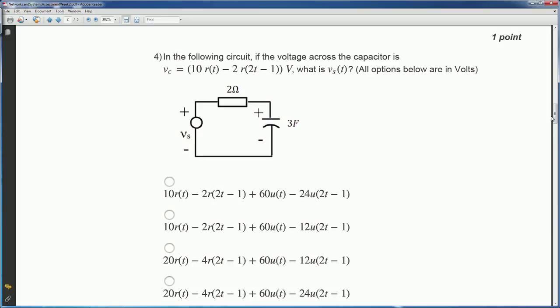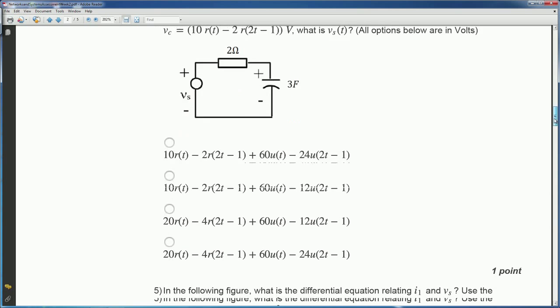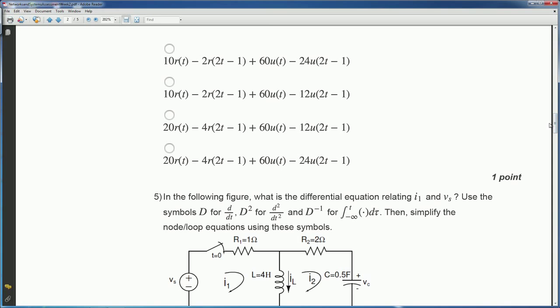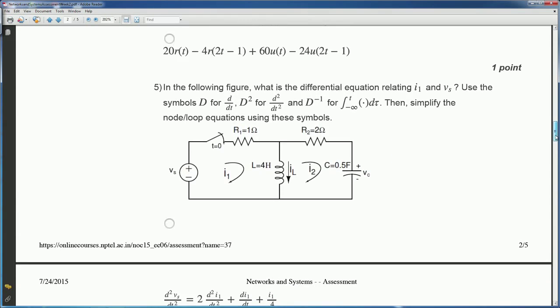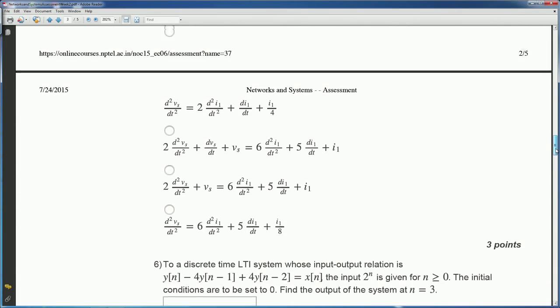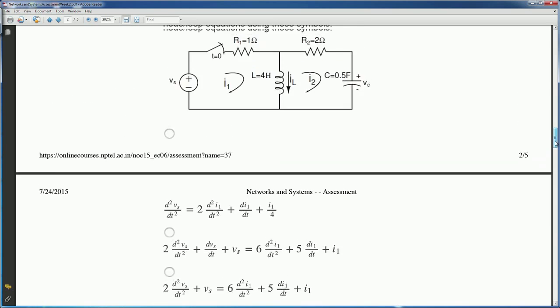Write a loop equation and use the equations relating the current and voltage of circuit elements. You should be getting the answer. There are also other things you can do to eliminate some of the wrong choices. If you want to do that, that is fine. So, the fifth question is actually quite a complicated question. We have given 3 points for it, and it is very difficult.